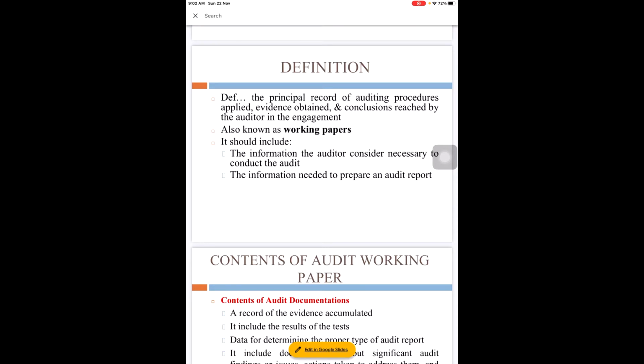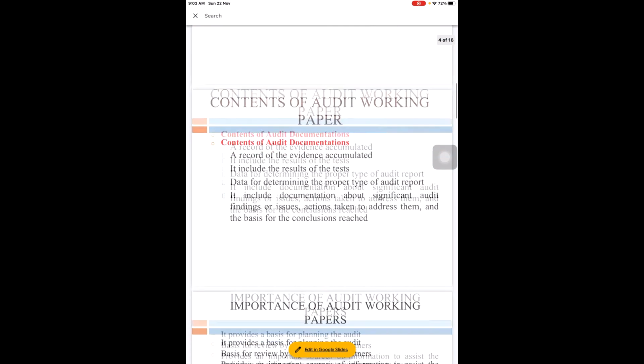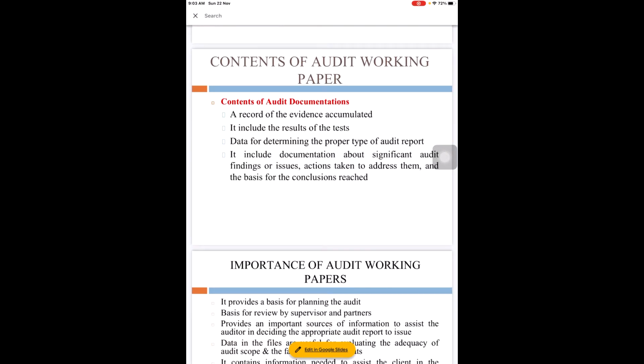Number one is going to record all the procedures. Number two is related with the evidence, and the third one is the conclusion. And then it should include the information auditors consider necessary to conduct the audit, and the information needed to prepare an audit report. Right, next is the content of the audit working paper.